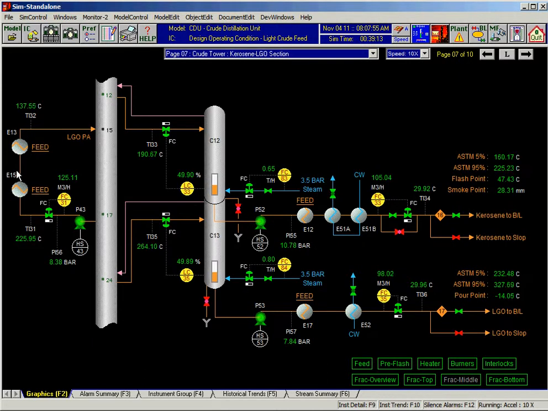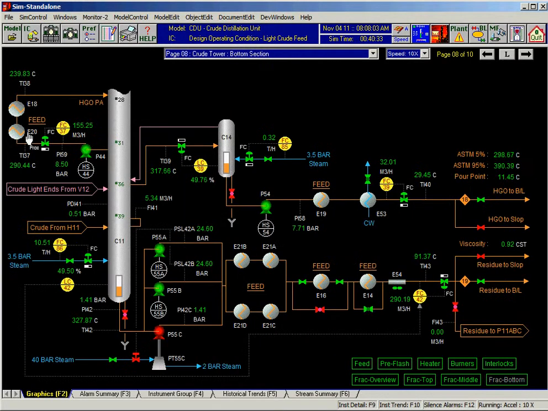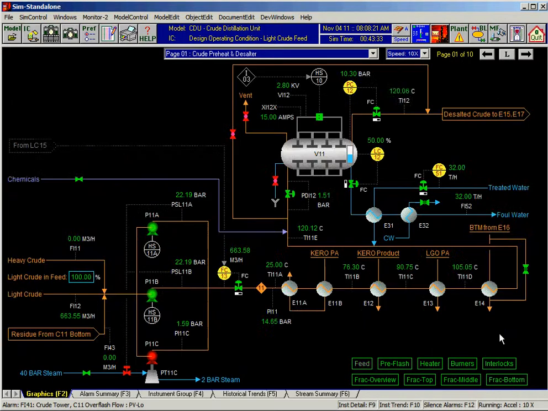Then we have the middle section, additional pump around. Then we have a kerosene side stripper and a light gas oil side stripper, and it's cooling. And then we have the bottom section. We have the last HGO, and then we have the bottom pumps, and they are further cooled and then go to residue to battery limit someplace. And then this is meant for recirculation for startup purposes.